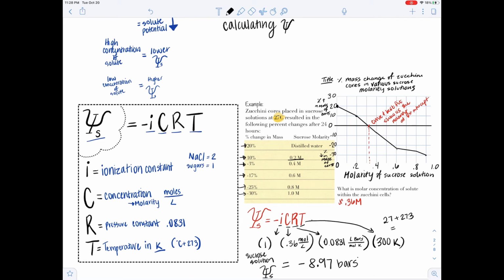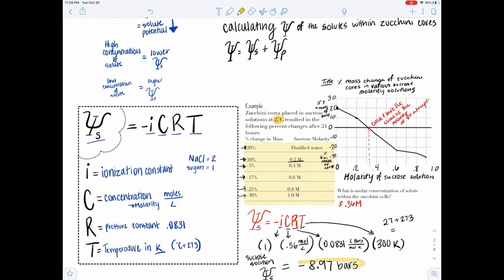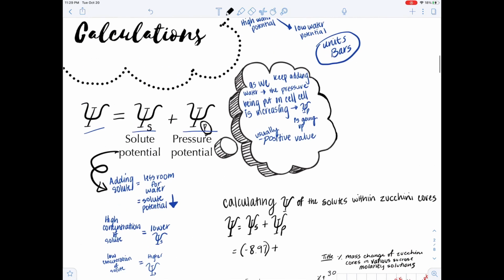Now let's go ahead and take this number, and we're now going to calculate our water potential. So when you're calculating the water potential, remember that the formula for calculating water potential was solute potential plus pressure potential. So when we're calculating our water potential of the solutes within the zucchini cores, we're going to take the value that we just calculated and plug it into the formula. So we know that our solute potential was negative 8.97 bars.